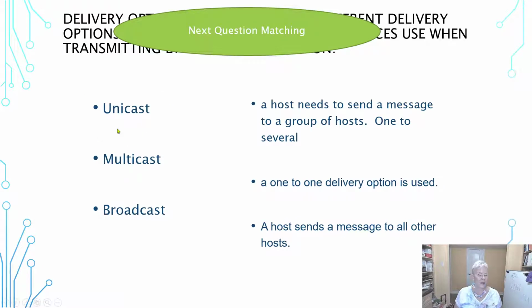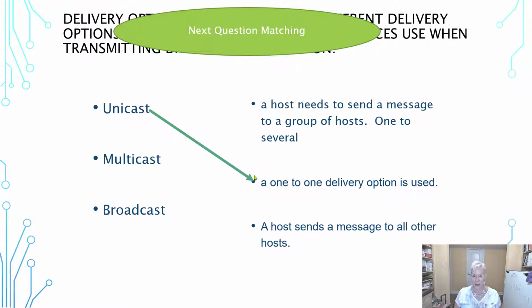Let's think of unicast first. Uni means one. As we look at these options, a host needs to send a message to a group of hosts. This would be one to several, so host to several. The next option is a one-to-one delivery option. Lastly, a host sends a message to all other hosts. Unicast, I hope you picked a one-to-one delivery option. One-to-one delivery would be like me sending you an email, okay? Just one person to another person, or one device to another device.